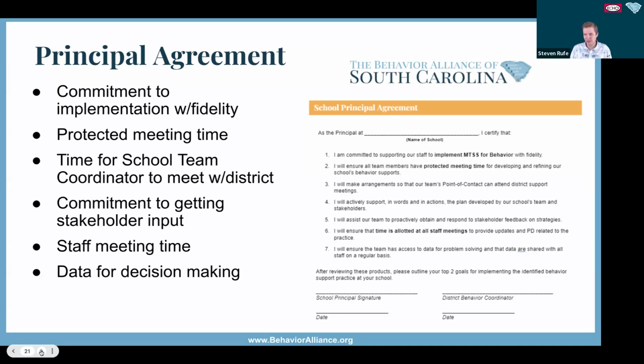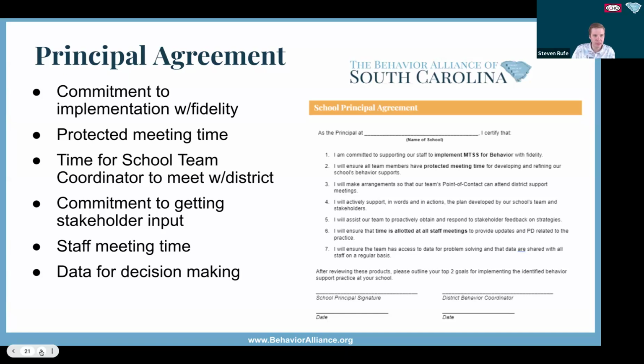All of you are familiar with us enough to know that we really focus on data, so we want to highlight that in the commitment agreement. And you see on this commitment agreement, there's a spot for the signature from the school principal. And then you, as the district behavior coordinator, are going to collect these readiness packets, review them, and also assign your signature to the packet to say that you're agreeing as well.